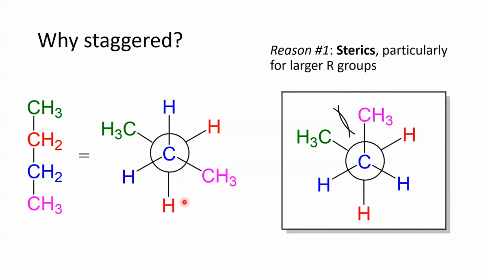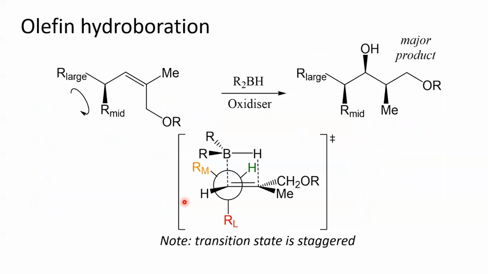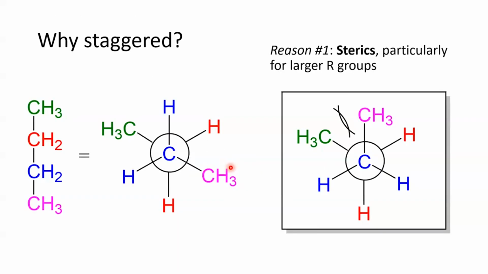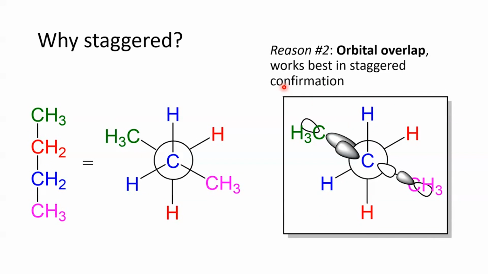Now, one thing you might be wondering is why would it have this staggered conformation like shown here? Well, one reason is sterics, particularly if you have larger functional groups along this carbon chain. You'll see a conformation whereby these steric clashes are minimized. However, the second reason is a stereoelectronic reason. So it's to maximize orbital overlap, which is what you see in a staggered conformation.